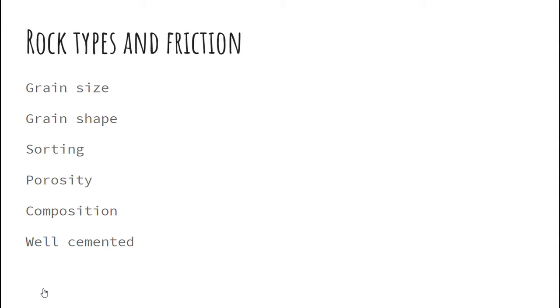Well-sorted materials are composed of grains of approximately the same size, and they tend to have higher porosity than poorly sorted materials. Poorly sorted materials have smaller particles that fill the gaps between larger particles. Gritstone, for example, is poorly sorted with grains ranging from sand to pebble. Sandstone is well sorted.